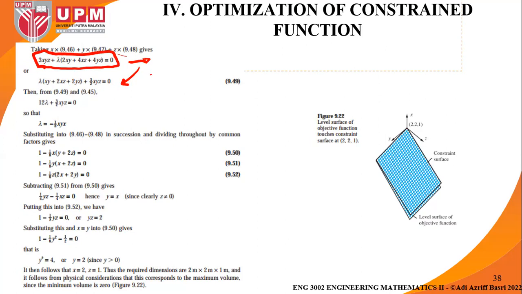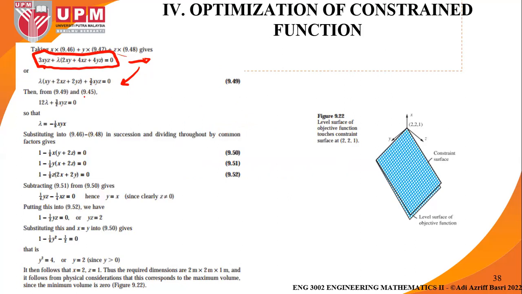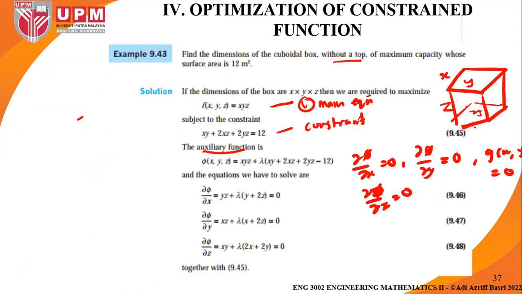From here, you use equation 4.9 and equation 4.5, the one with xy plus the area. When you join both equations, you get the lambda answer, which is lambda equals 1 over 8 xyz. When we substitute this into the equation and take out the common factor, we get 1 minus 1 over 8 times xy plus 2z equal to 0. Then the second equation is derived from this equation.